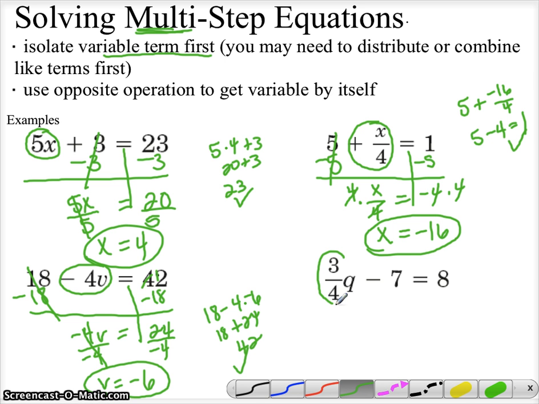In this one, 3/4 times q, so that is your variable term. So that's minus 7, so now add 7 to both sides. 8 plus 7 is 15. You have 3/4 q.